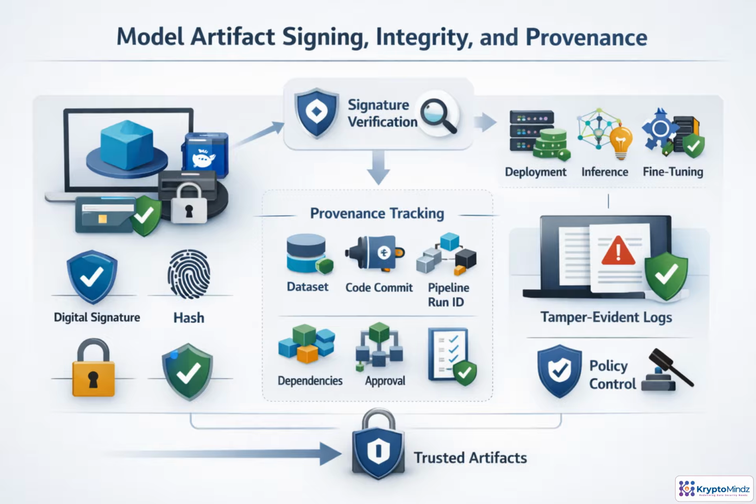Every model artifact should be handled like a release candidate, not just a file. After the build, create hashes for weights, containers, configuration, and tokenizer assets. Sign them with a trusted key and store them with provenance: dataset version, code commit, pipeline run ID, dependencies, metrics, and approval. Before deployment, inference, fine-tuning, or transfer, verify the signature and compare hashes. Tamper-evident logs and policy checks make unauthorized replacement visible and block unapproved promotion.